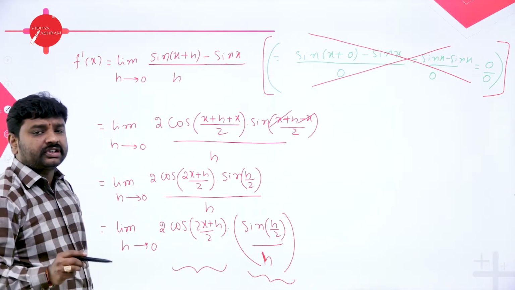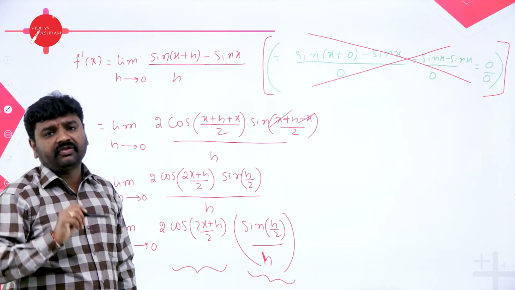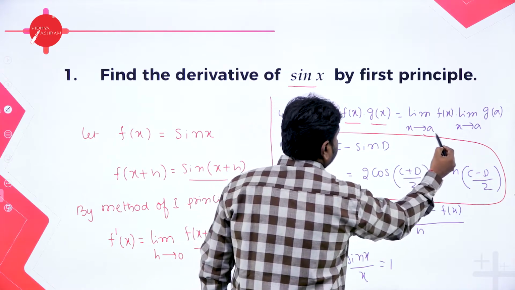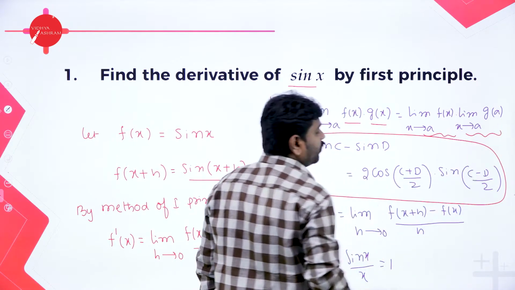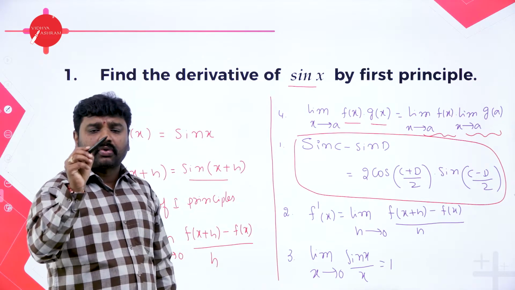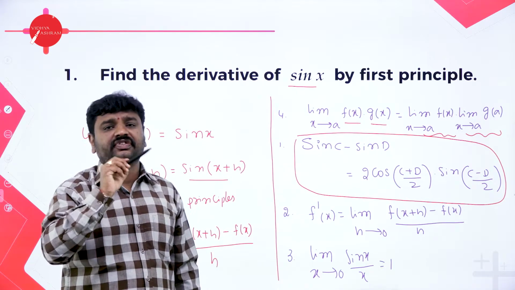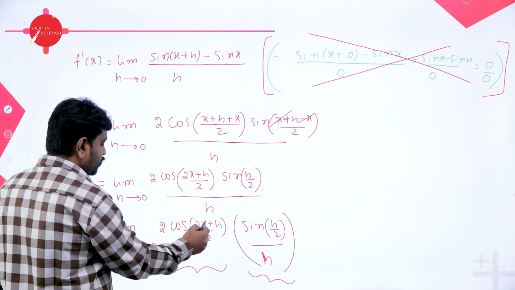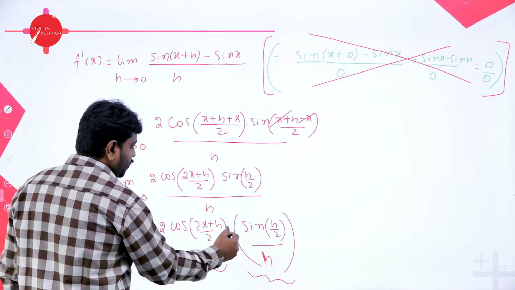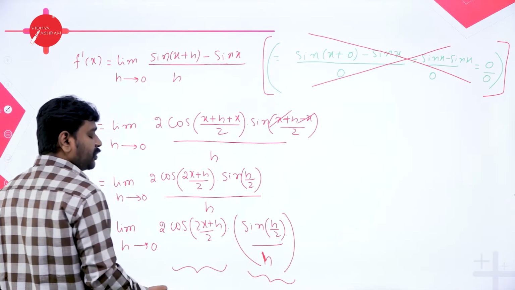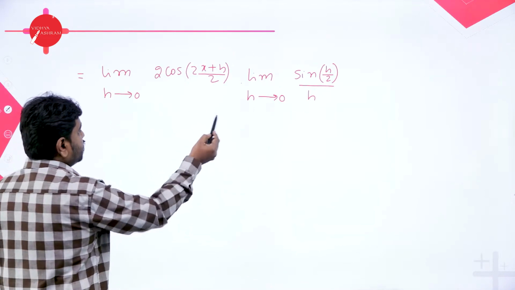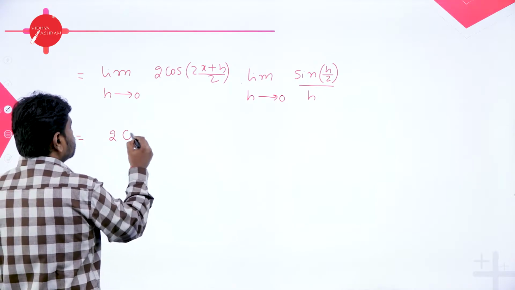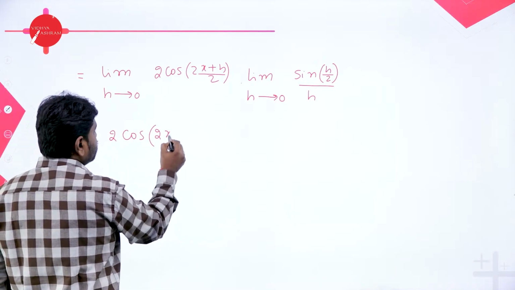If you have a product of two functions, you can apply the limit for each function by algebra of limits. Here I told you, if you have f of x into g of x, you can apply the limit separately for f of x and separately for g of x. Dear students, whenever we have a product of two functions, you can apply the limit for each function. So now this is a product of two functions: 2 cos (2x plus h) by 2 is one function, and the remaining part, sin (h by 2) by h, is the other. Now I will apply the limit for the first function and the second function. For the first function, directly in the place of h put 0. 2 cos, in the place of h I am putting 0.